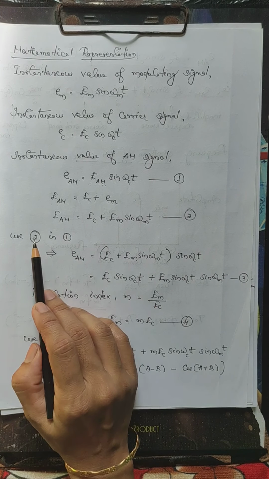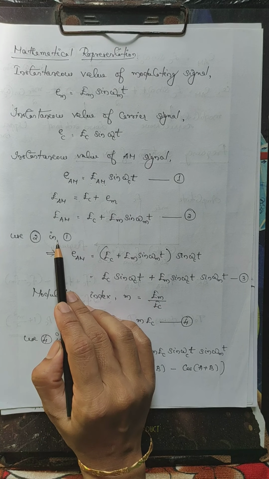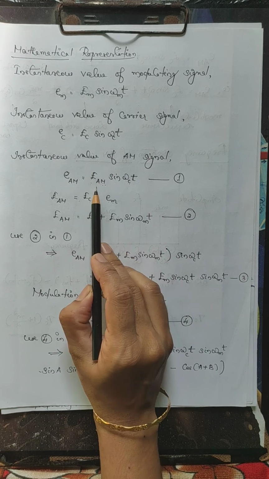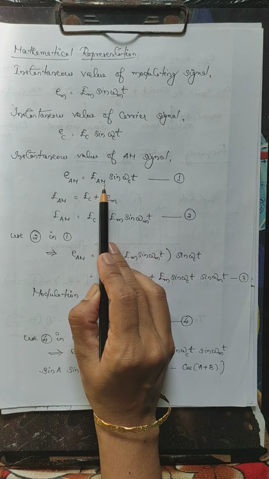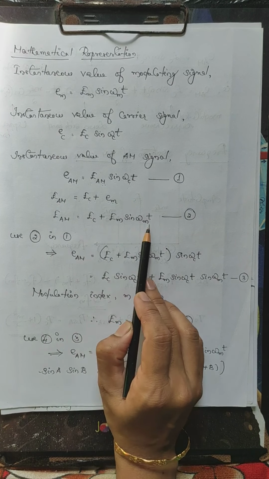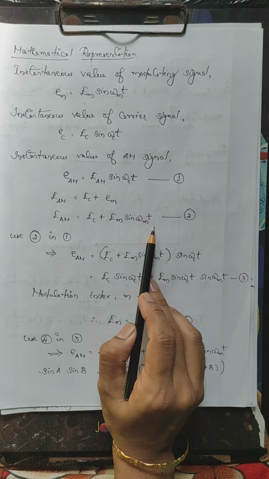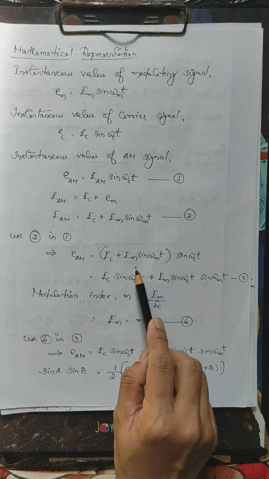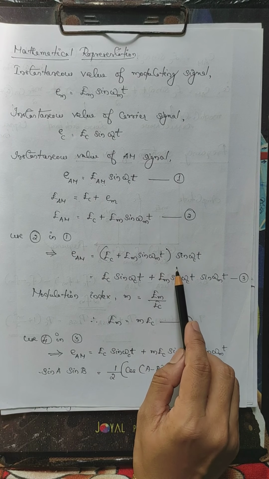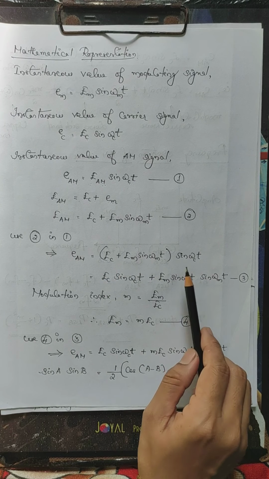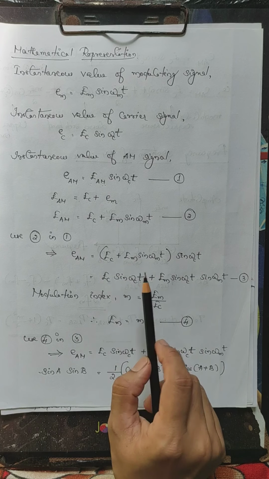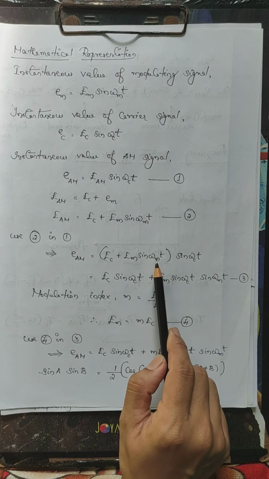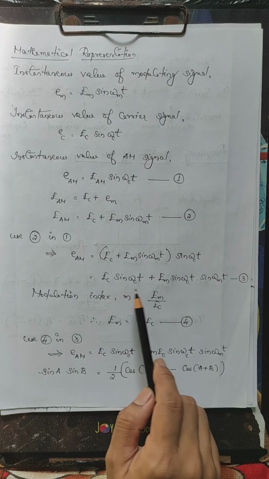Now substitute 2 in equation number 1. That is, this is equation number 1. So here we have EAM. For EAM, substitute this term, EC plus EM sin omega mt. So substituting EC plus EM sin omega mt into sin omega ct, this can be simplified as EC sin omega ct plus EM sin omega mt into sin omega ct.